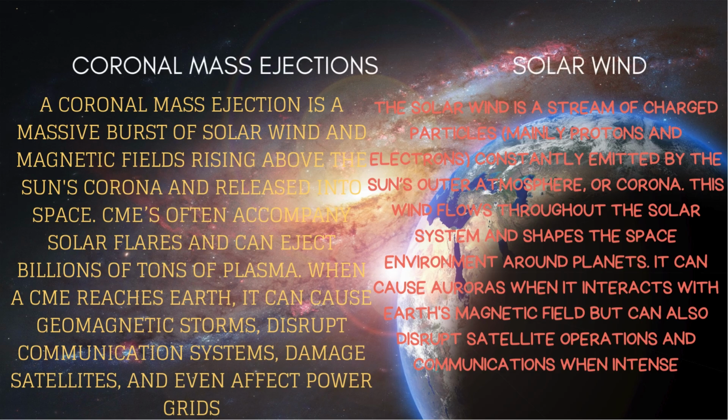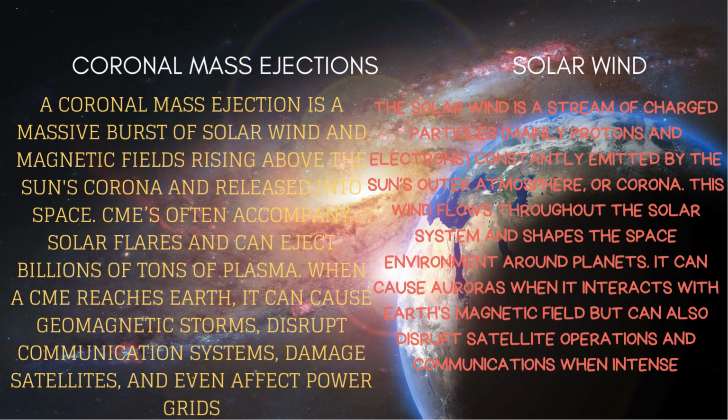Coronal mass ejections. A coronal mass ejection is a massive burst of solar wind and magnetic fields rising above the Sun's corona and released into space. CMEs often accompany solar flares and can eject billions of tons of plasma. When a CME reaches Earth, it can cause geomagnetic storms, disrupt communication systems, damage satellites, and even affect power grids.